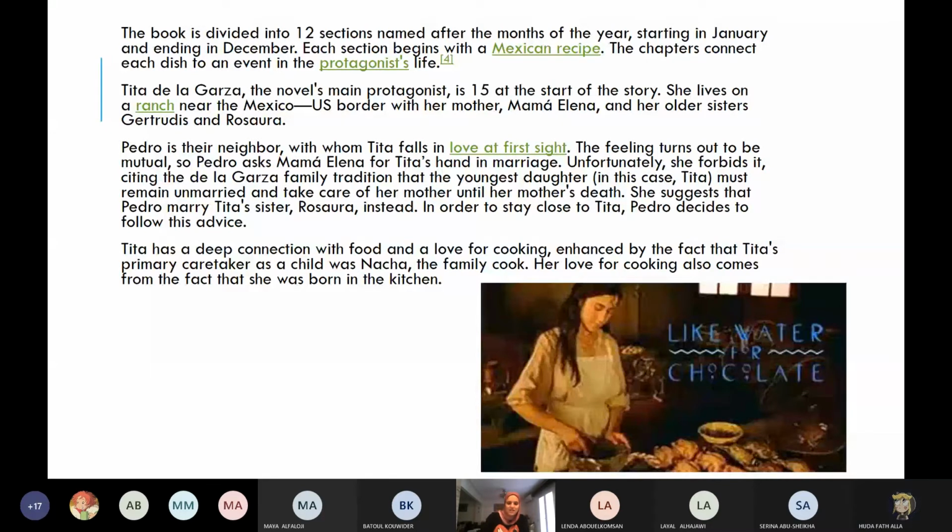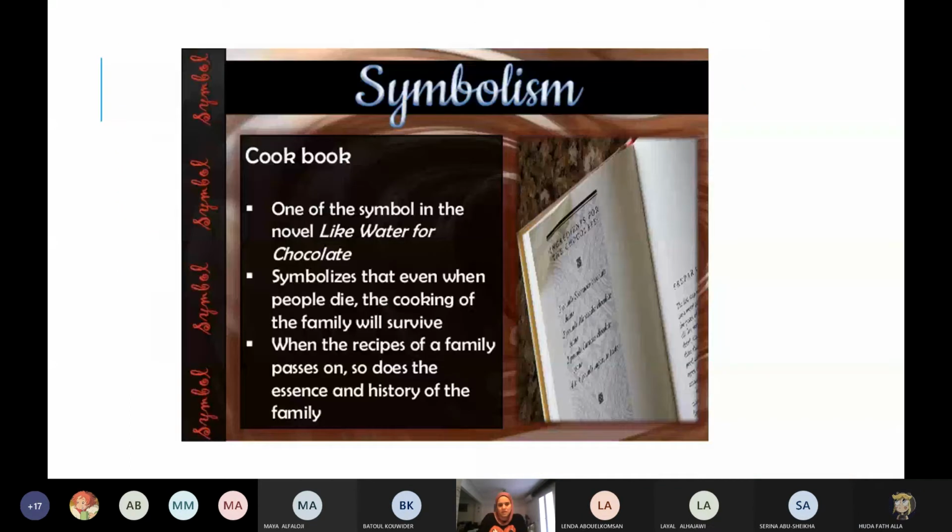Let's look at the symbolism here, because I brought it to show you the symbolism. One of the symbols in the novel Like Water for Chocolate is that even when people die, the cooking of the family will survive. When the recipes of a family are passed on, so do the essence and history of the family. Do you cook anything special in your family?